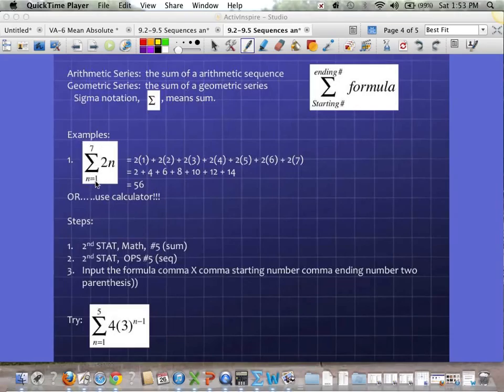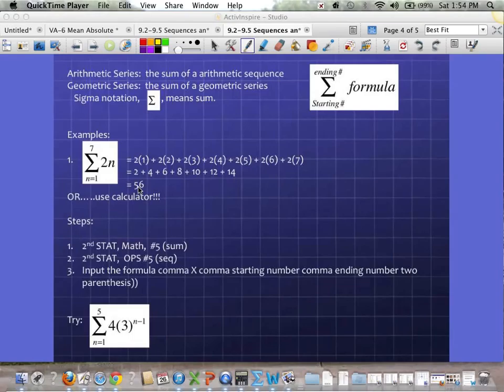You start right here and you plug 1 in for n. 2 times 1. We need to go from 1 to 7. So we have to do 1, 2, 3, 4, 5, 6, and 7. We plug them in, every single one of the numbers between here and here, whatever they are. Then whatever those totals are, you add them up. So 2 times 1 is 2. 2 and 2 is 4, 2 and 3 is 6, 2 and 4 is 8, 2 and 5 is 10, 2 and 6 is 12, 2 and 7 is 14. And then you add those totals up, and that will give you your sum.